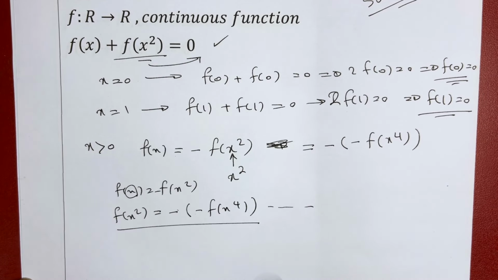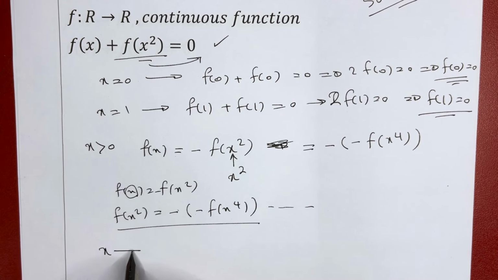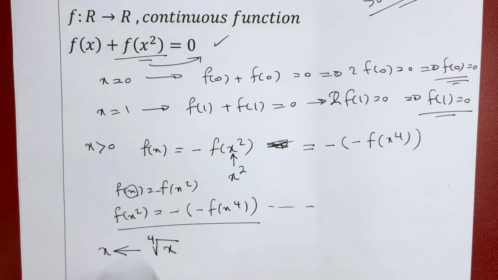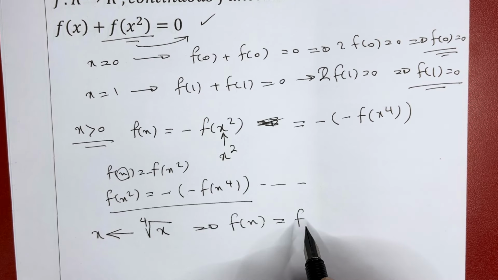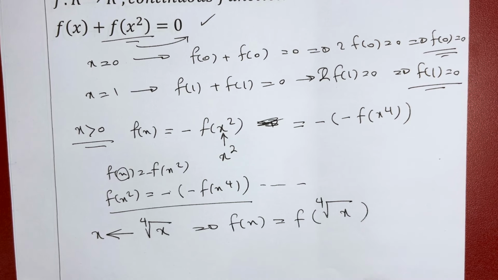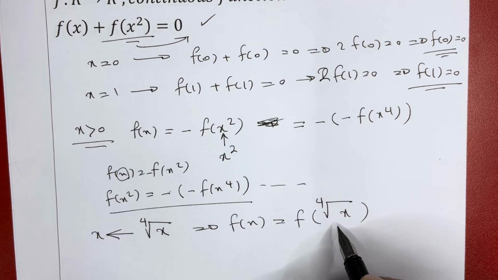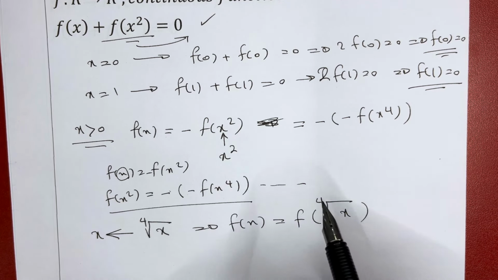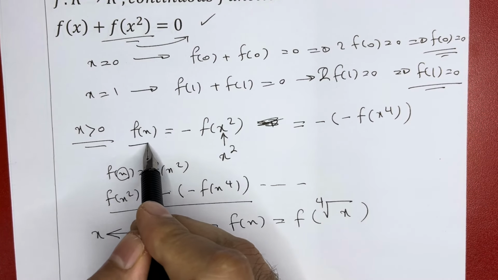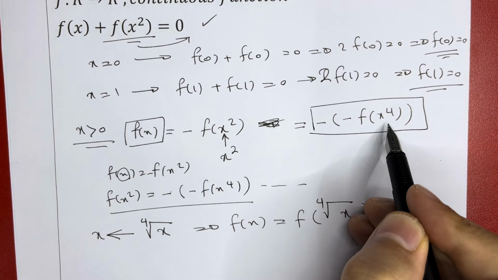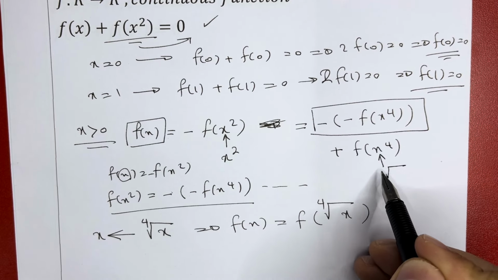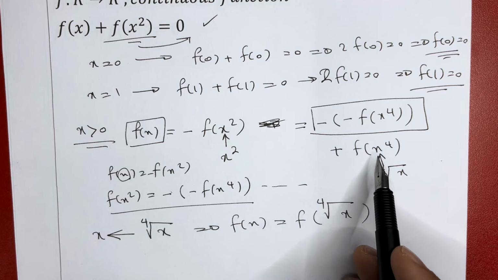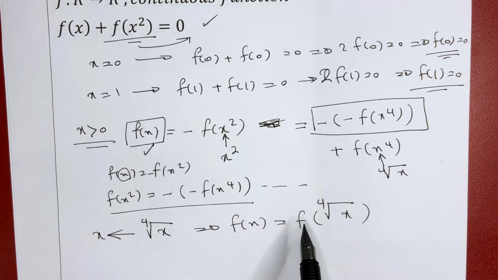So we got this relation. Now instead of x, I put the fourth root of x and evaluate the function. It's possible, right? Because x is positive. So then we will have f of x is f of the fourth root of x. Note that I use this relation here: f of x is minus f of x squared, or plus f of x to the fourth. Here, instead of x, I put the fourth root of x. So then it's going to be f of x, and here it is going to be f of the fourth root of x.